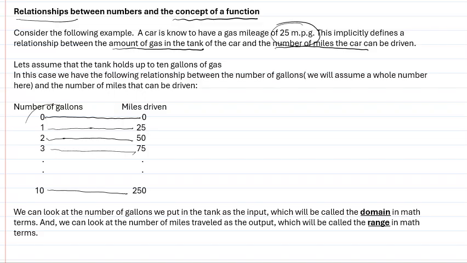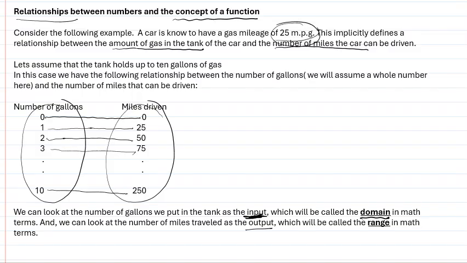So here is one set of numbers, and here is a second set of numbers. And we have a relationship between the two sets. We can look at the number of gallons we put in the tank as input. This is important. We're putting the gas in the tank. This is also called the domain in math terms. We can also look at the number of miles traveled as output. We control the input. We control how many gallons we put in the car. What we don't control is how far we can go, right? Because that's based upon the miles per gallon.